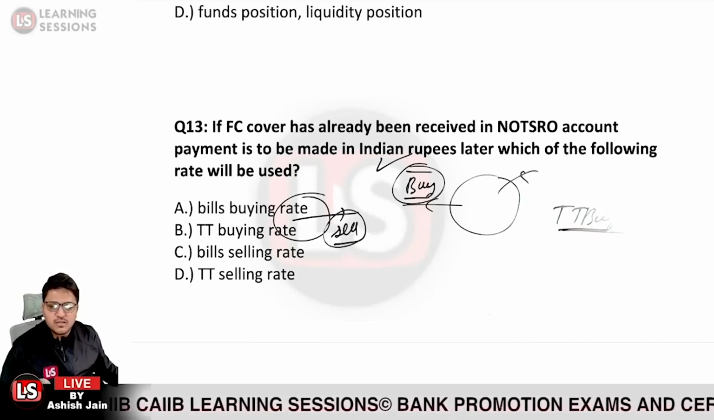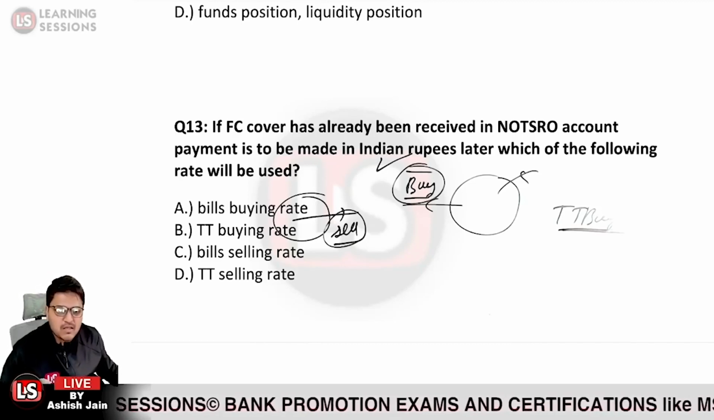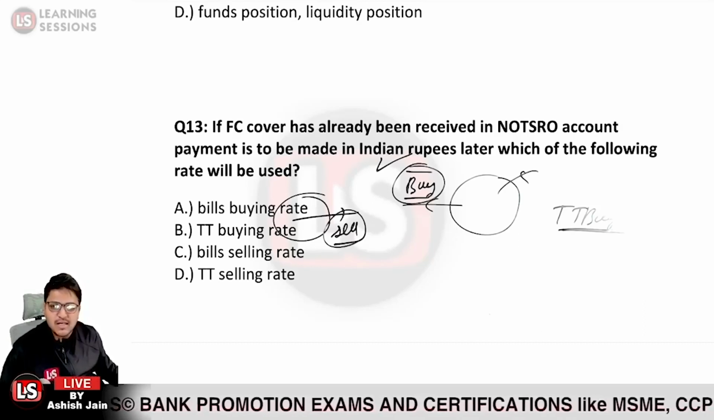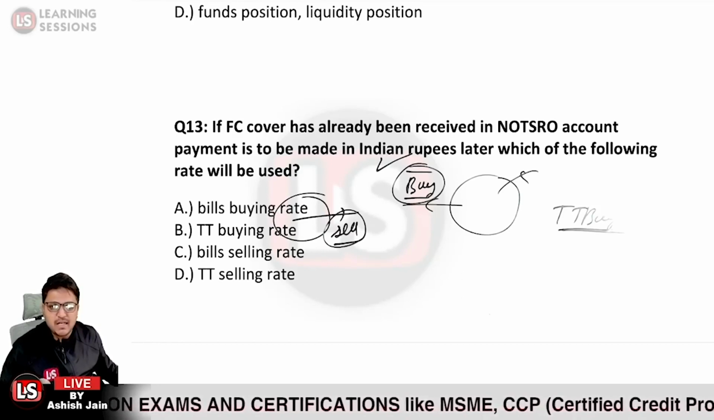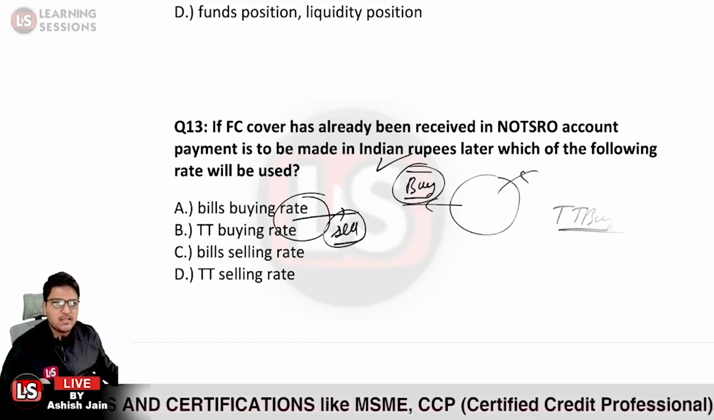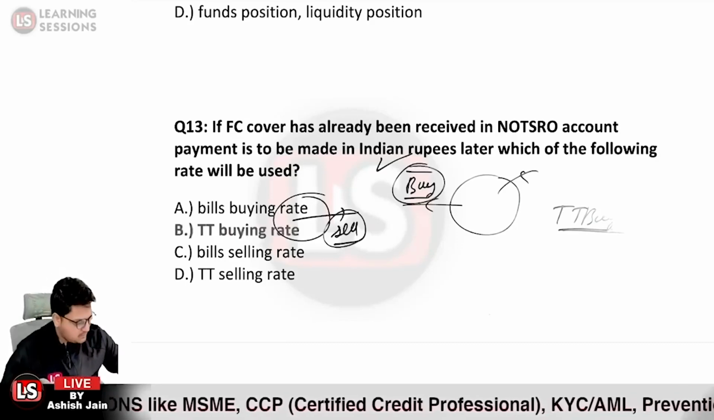Kindly please do mention the question numbers along with it so that I could identify. So I'll be keeping that Shreyans has answered correctly at the earliest. Option B, that is a TT buying rate, is the right answer in this particular case.